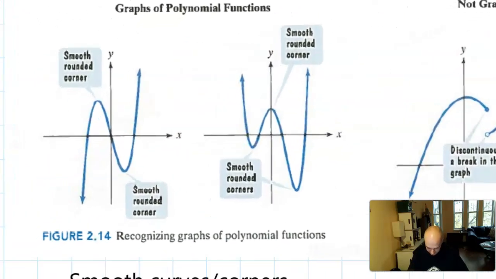So here's what all polynomial graphs will have in common. If you zoom in a little bit, they have smooth rounded corners, no sharp edges, smooth rounded corners around their minima and maxima. They often have zeros or x-intercepts, but they don't have to. And they have no breaks, no jumps. And as x goes to infinity, they usually go up or down. And you can see on this one, as x goes to infinity, the graph is trending upwards. As x goes to negative infinity, the graph trends downwards.